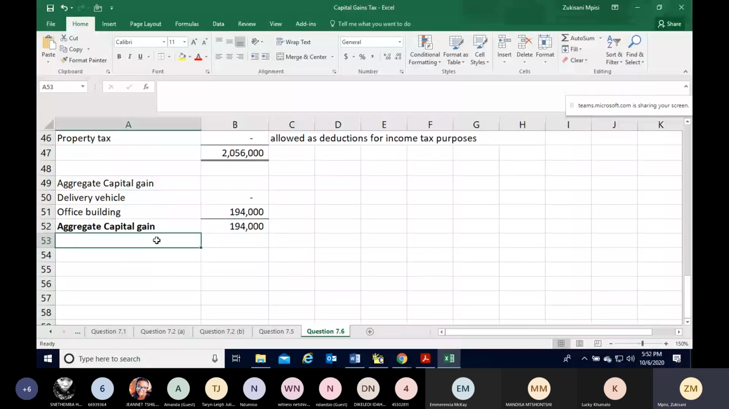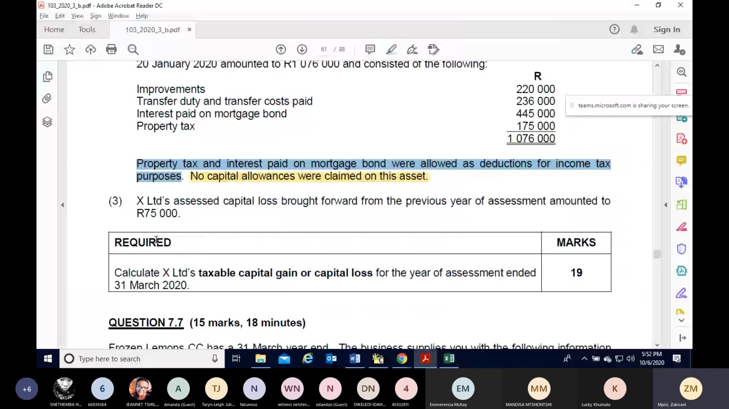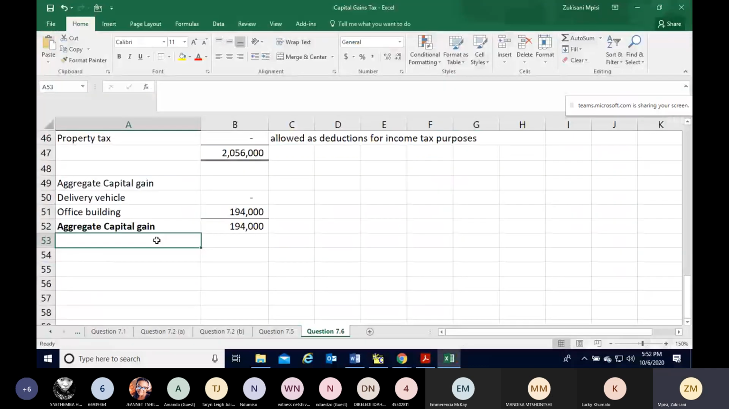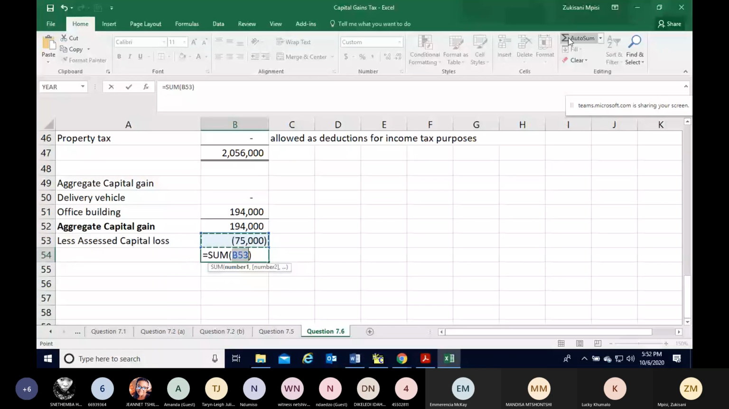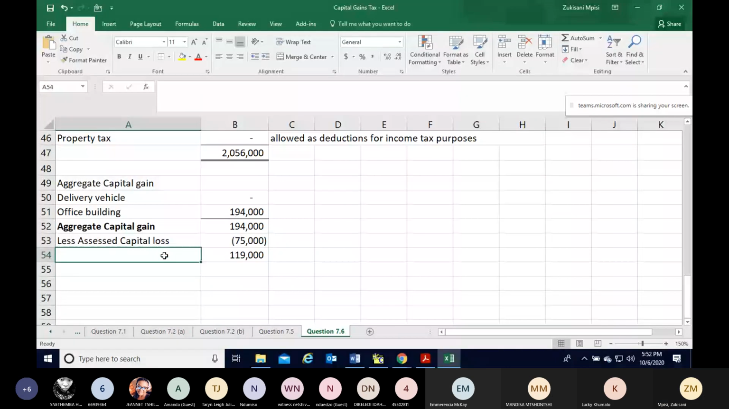And then we say less the assessed capital loss brought forward of how much? 75,000. And that gives you a net capital gain of 119,000.